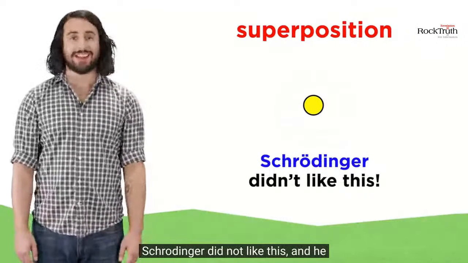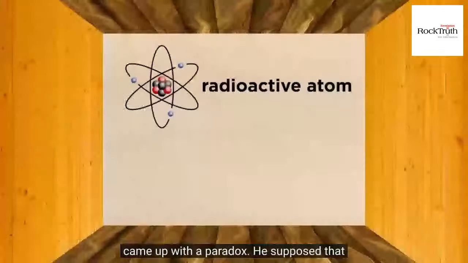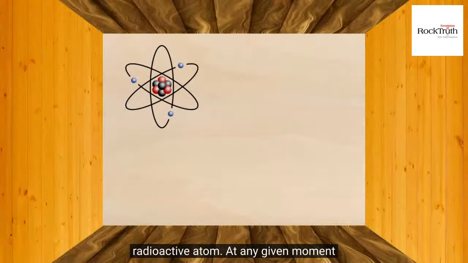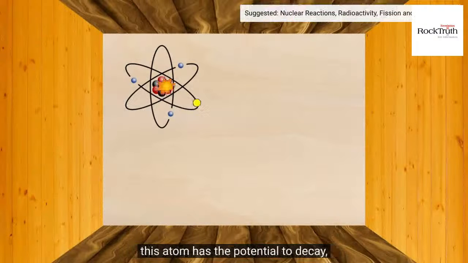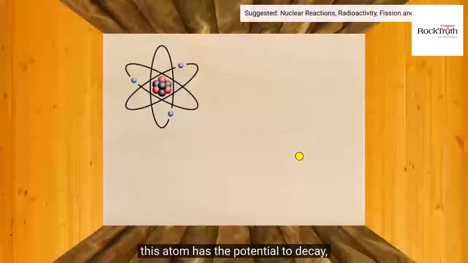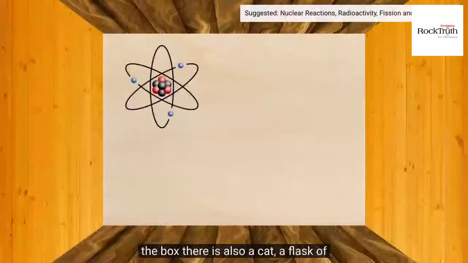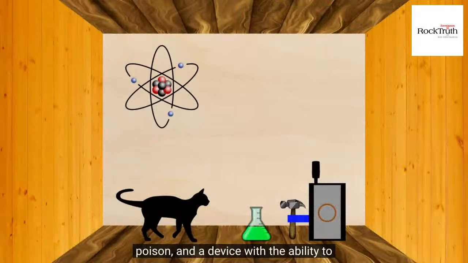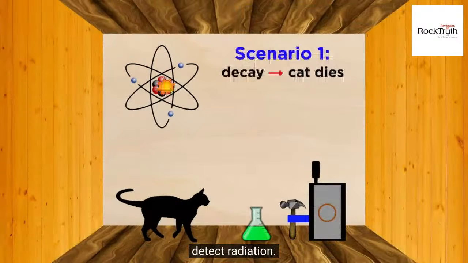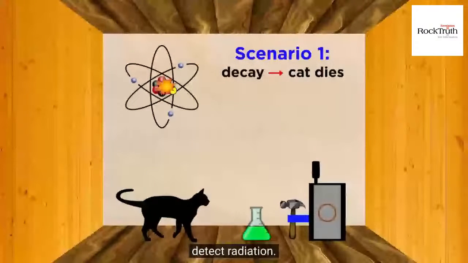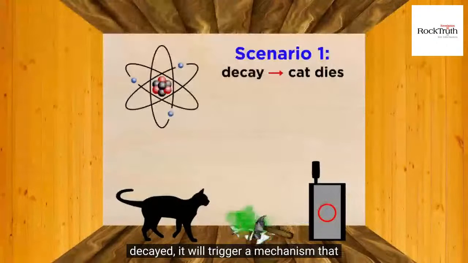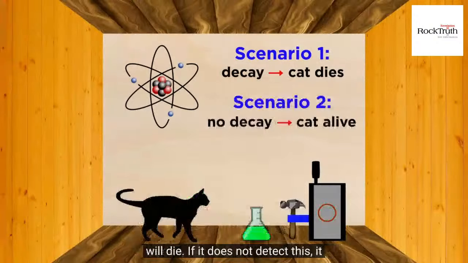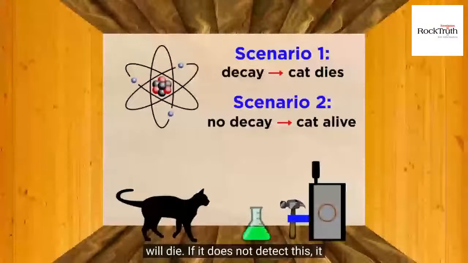Schrödinger did not like this, and he came up with a paradox. He supposed that there was a box containing a single radioactive atom. At any given moment, this atom has the potential to decay, emitting a high-energy particle. Inside the box, there is also a cat, a flask of poison, and a device with the ability to detect radiation. If the device detects that the atom has decayed, it will trigger a mechanism that breaks the flask of poison, and the cat will die. If it does not detect this, it won't, and the cat will be alive.